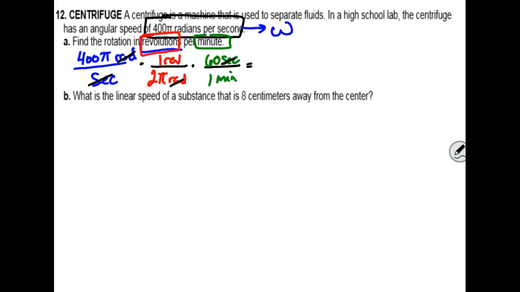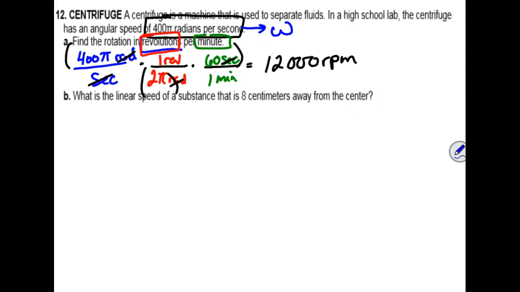All right, on your calculator, please, could you type 400 pi times 60, and then divide it by 2 pi. If you're using that exact typing in your calculator, make sure you put parentheses around the numerator and the denominator, but can you guys tell that the pi's are just going to cancel? So don't overthink it. You should get 12,000 RPMs, which is more of a real-world answer.